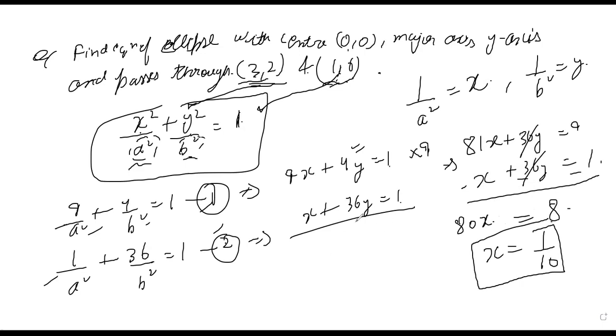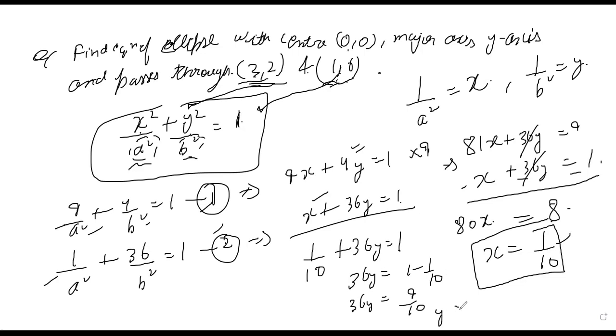Okay, and if we get the value of x, we can easily find the value of y. Let's put the value of x here. So 1 upon 10 plus 36y equals 1. So 36y equals 1 minus 1 upon 10. 36y will be equal to what? 9 by 10. So y will be what? If we factor this, 9 fours are 36. So y will be 1 upon 40. Now we have the value of x and y.